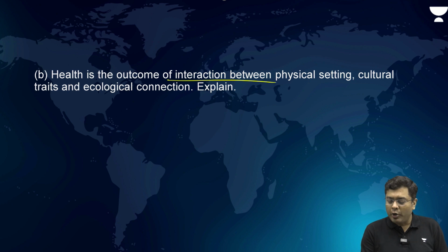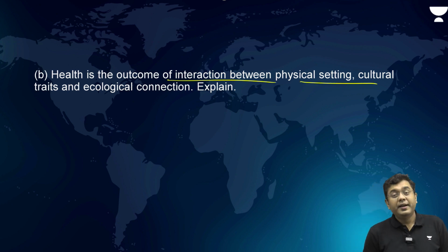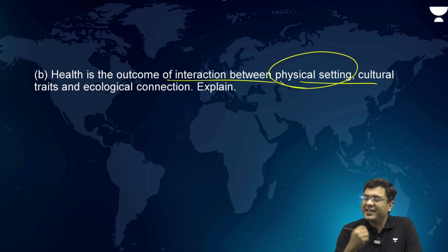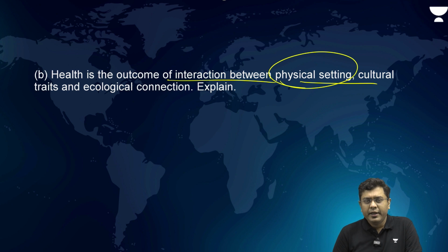Health is the outcome of interaction. Now this is also a good question: between physical setting, cultural traits and ecological connection, explain. So where basically you live, in which area do you live? So physical setting will end up determining the kind of, let's suppose, connectivity features that you have, the provision of connectivity features from one area. So access to health resources, right?